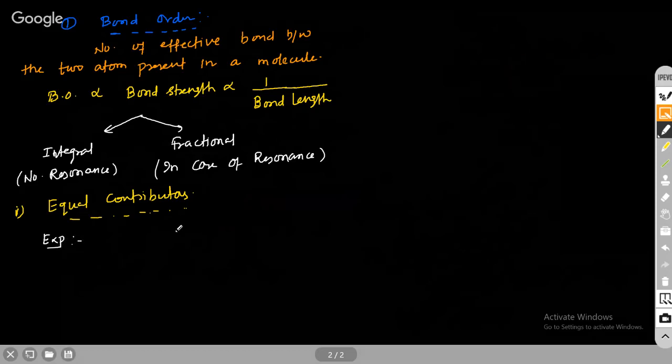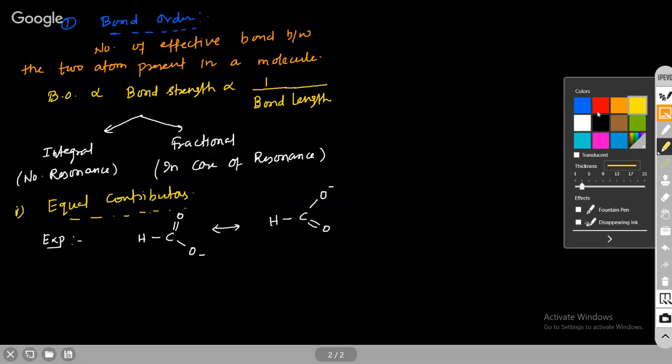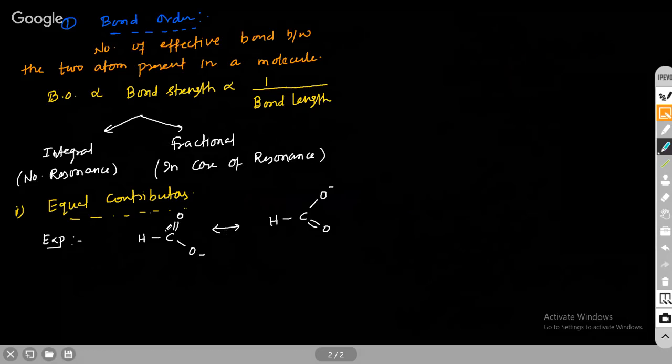Tell me the bond order of this HC double bond O minus, and the other resonating structure of this molecule is HC double bond O minus. You have to tell me what is the bond order of this carbon oxygen bond, this bond and this bond, carbon oxygen bond, right? Bond order of carbon oxygen bond. What is the bond order? Can you tell me?